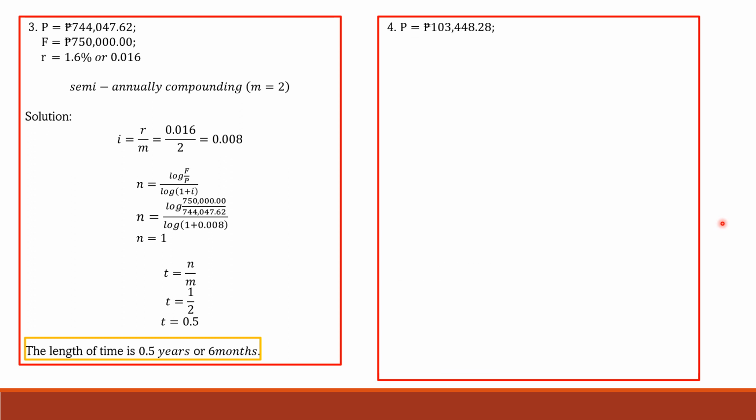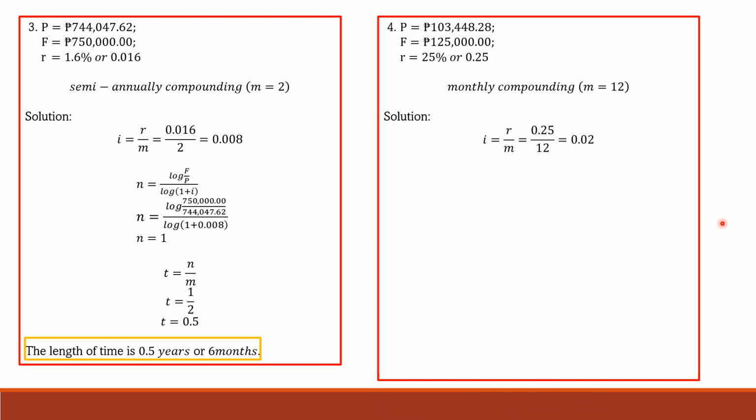Now, let's proceed to our next example. 103,448.28 pesos ang ating principal amount. Ang final amount natin is 125,000 pesos. At ang ating interest rate is 25% or 0.25. And this is monthly compounding, so M is equal to 12. So, to solve for I is equal to R divided by M. We have, ang rate natin is 25% or 0.25. Compounded monthly, so 12. I is 0.02. So, using this formula, we will compute for N.